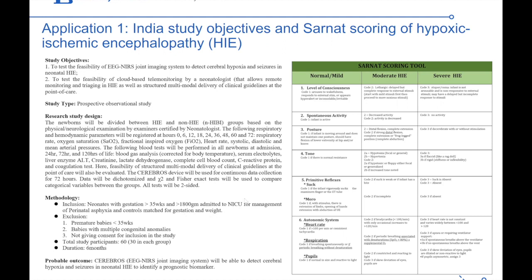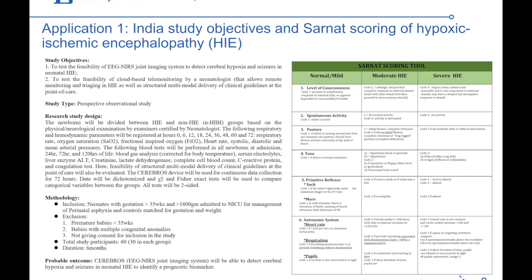At the NICU. Again, the exclusion criteria were premature babies, less than 35 weeks, and babies with multiple congenital abnormalities. Then if the parents didn't give consent for the study, those babies were also not included. The total study participants were 60, 30 in this perinatal asphyxia group and 30 in the healthy control group. And the duration provided by the Gates Foundation was 6 months. So this is a study that we did in India.